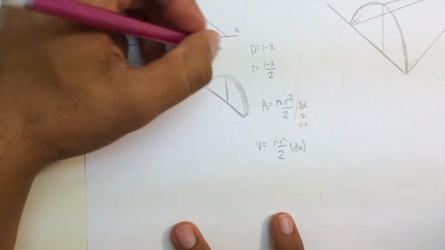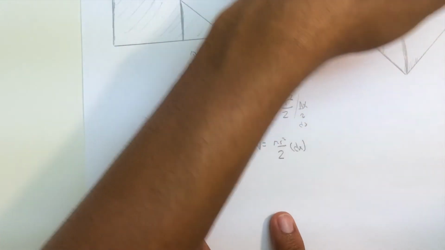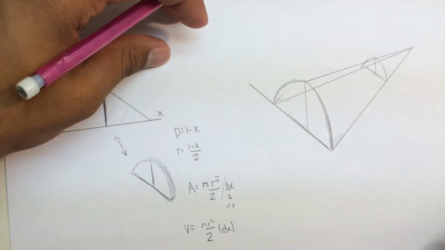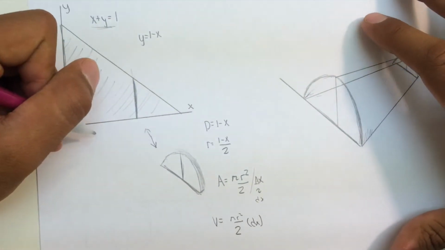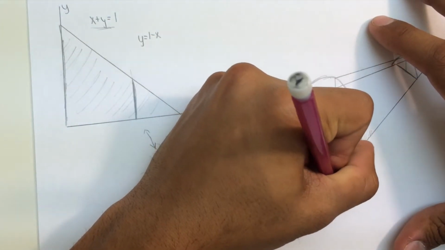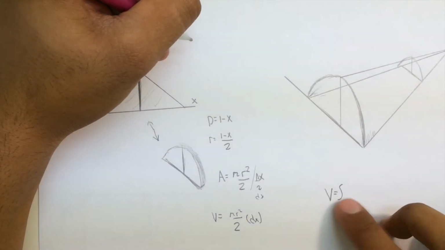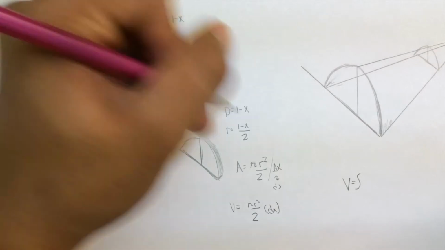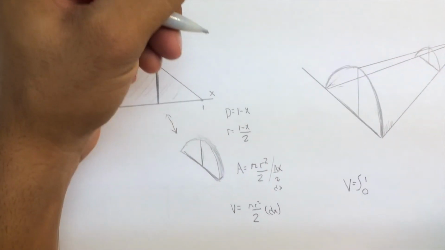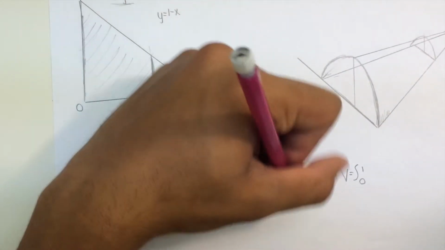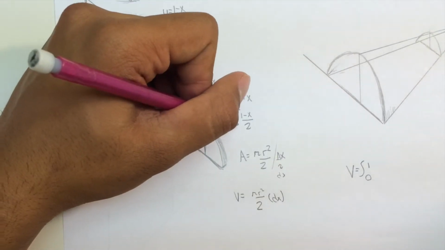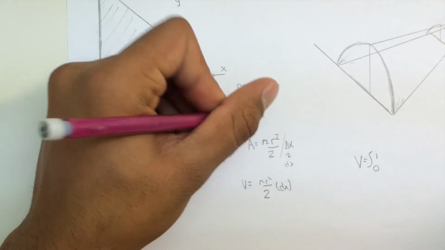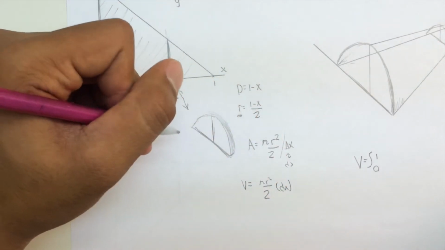But that's not what we want. What we want is the total volume of this whole shape right here. And so to get that, we're going to have to make an integral. The integral is going to run from 0, say this point right here would be 1. So it's going to run from 0 to 1. Now we're going to plug in. We know the radius, which we got right here, is 1 minus x over 2.